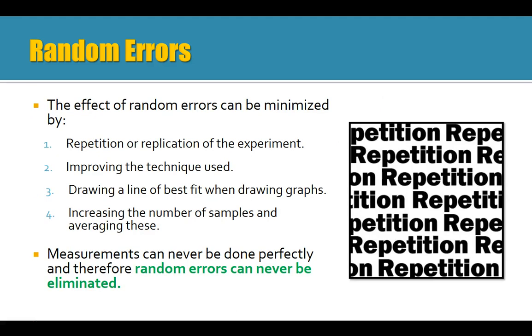So the way that we reduce random errors is by repeating the experiment, improving the technique, so suggesting ways that we can improve it to reduce the effect of random errors. Now, when we look at our data, if we draw a line of best fit, often that will help to reduce some of the scatter that we see, and that could reduce the effect of random errors. And also increasing the number of samples, so having a large sample size and then averaging all of the samples into an average will also decrease the effect of random errors.